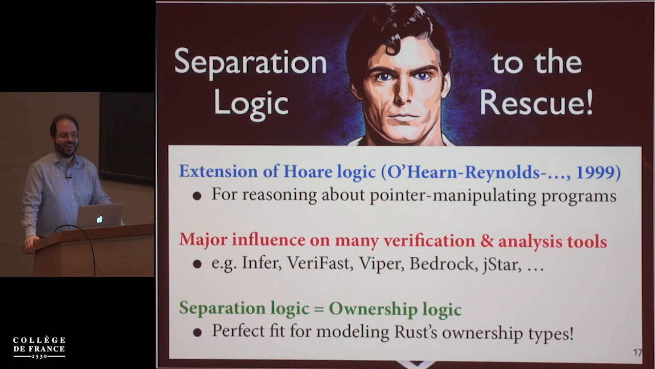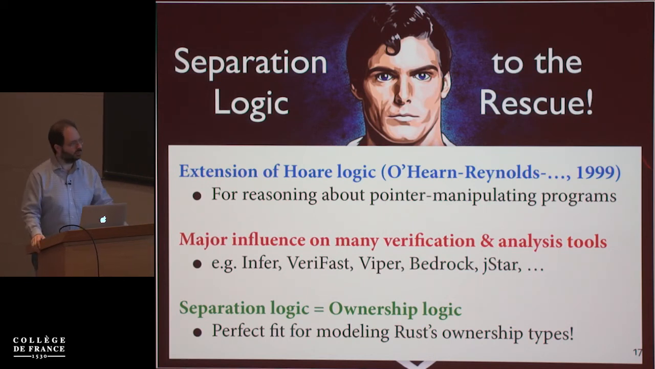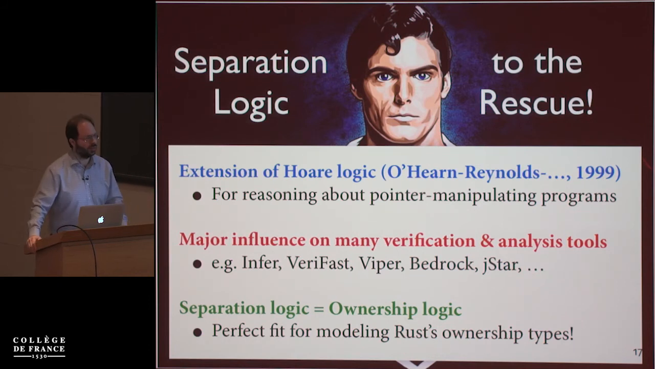Okay, so separation logic, for those who don't know, is an extension of Hoare logic that was developed about 20 years ago by a number of people, including Peter O'Hearn, John Reynolds, Hongseok Yang, and others. It was intended as a program logic for reasoning modularly about pointer manipulating programs, which is the kind of programs we're also concerned with here. It's had a major influence on many verification and analysis tools. I won't go into details about that. But the key thing is that what makes separation logic really appropriate for modeling the type system of Rust is that it's essentially ownership logic. In fact, personally, I think a better name for the logic would have been ownership logic, because separation sounds kind of negative, right? But ownership sounds, well, to some people at least, positive.